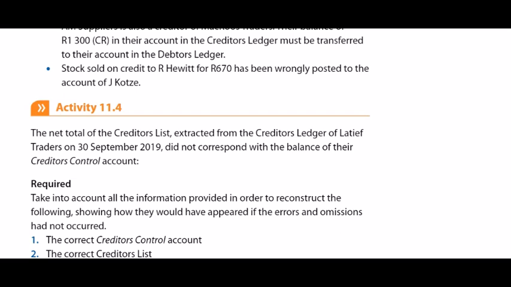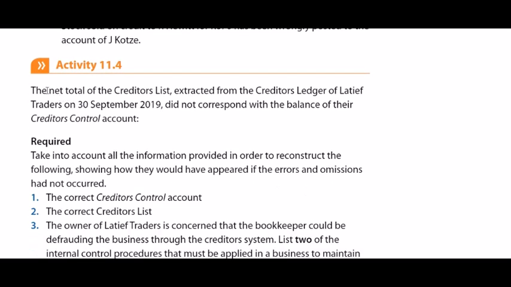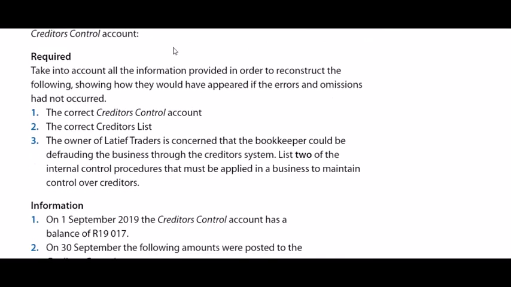Okay, so in this activity, 11.4, it says that the net total of the creditors list extracted from the creditors ledger of Latif Traders on 30 September 2019 did not correspond with the balance of their creditors control account. In other words, reconciliation is necessary because the creditors list must correspond with the balance of the creditors control account. Then in the required part, they just say that you have to do the correct creditors control account, the correct creditors list, and give 2 internal control procedures for creditors.